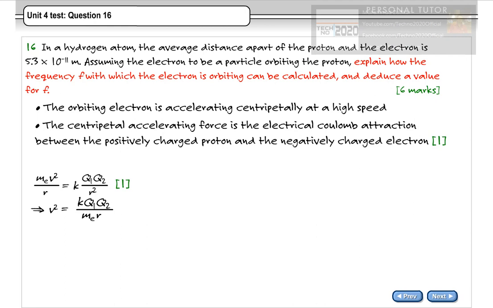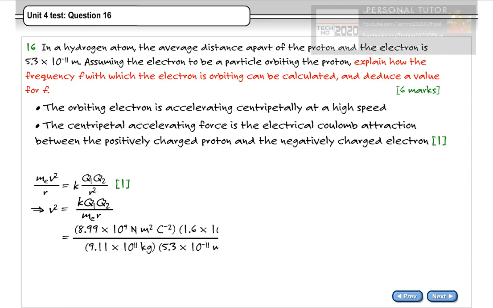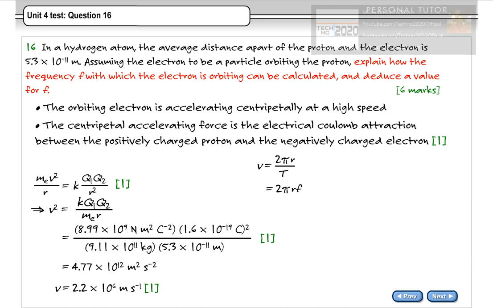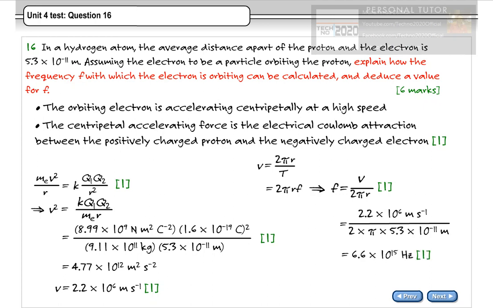Substituting the values from the datasheet, v squared works out to be 4.77 times 10 to the 12 metres squared per second squared, giving a value of 2.2 times 10 to the 6 metres per second for the speed of the electron. We can now calculate the frequency of the orbiting electron as shown here, and it works out to be 6.6 times 10 to the 15 Hertz.